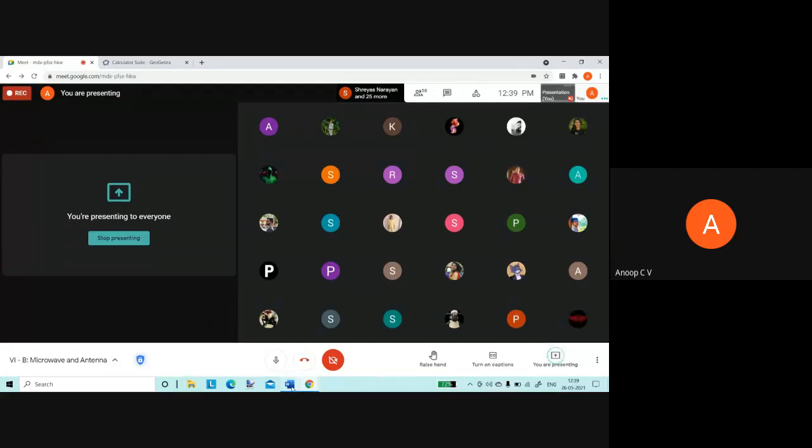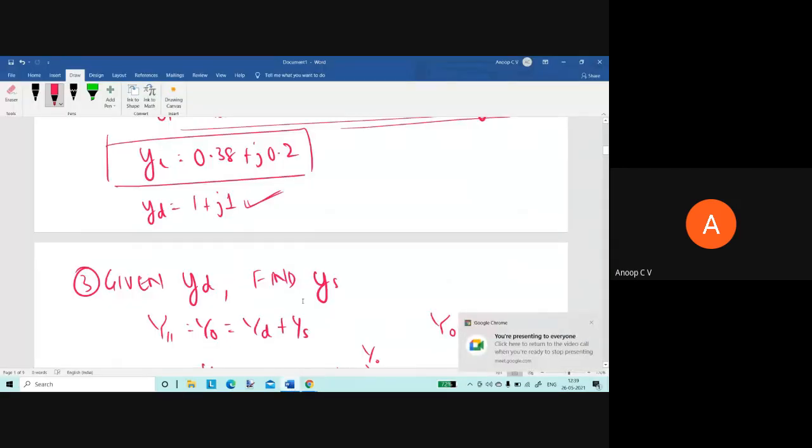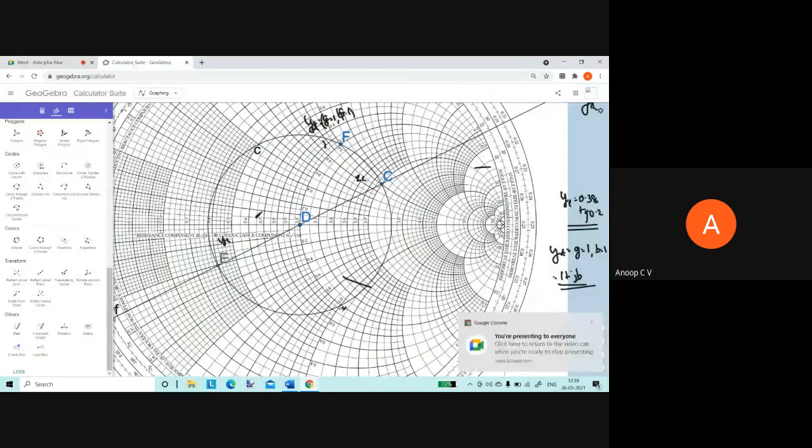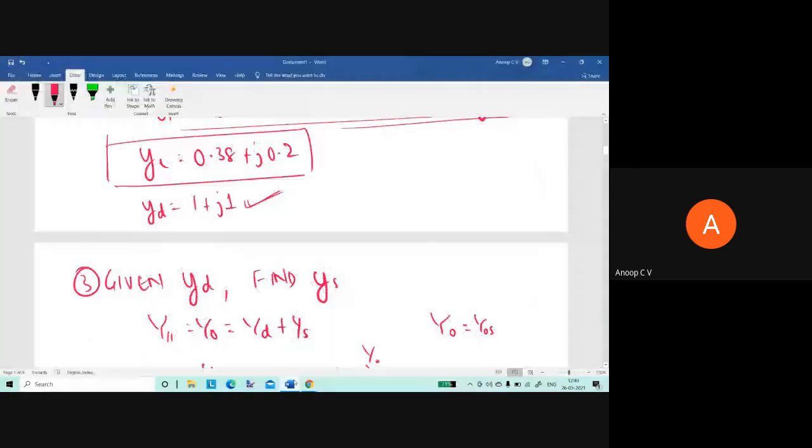Yeah, sorry. So YD we found to be equal to 1 plus J1. I'll tell you how we got that. This is our YL. From YL, when we are traveling, we are getting this to be our YD. So it is 1 plus J1. So we marked YD to be equal to 1 plus J1.